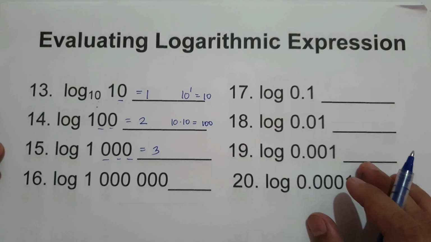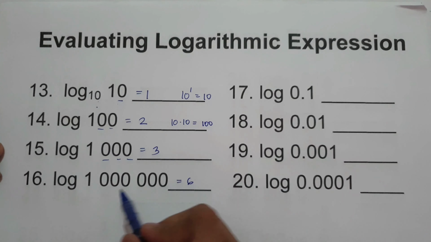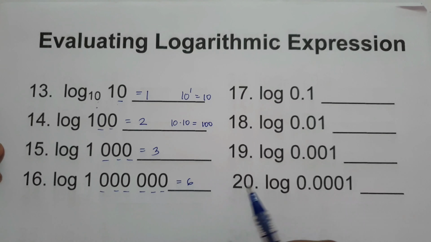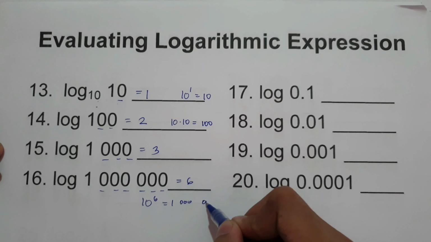What about log 1 billion? Log 1 million is 6. 1, 2, 3, 4, 5, 6. Because 10 raised to 6 power is 1 million.